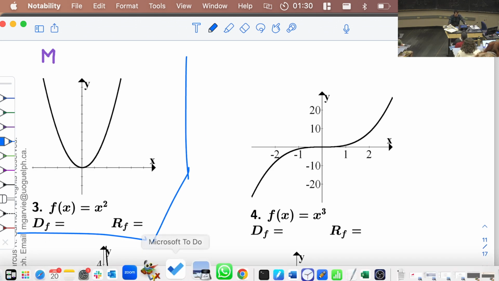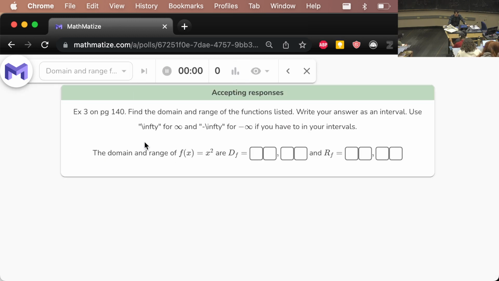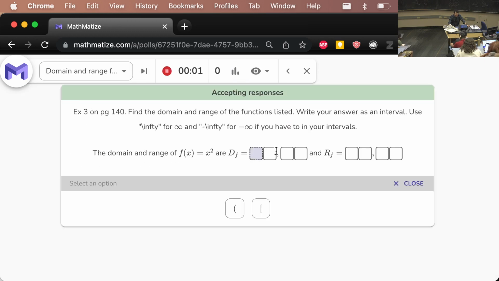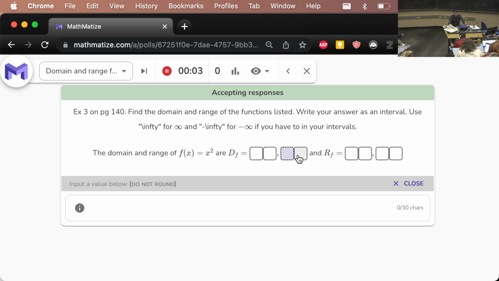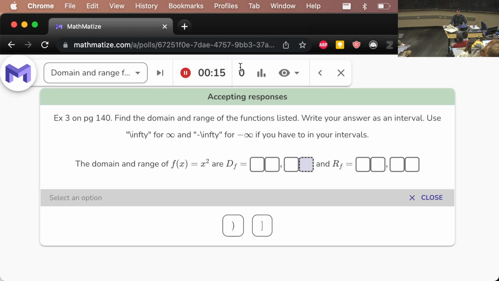And the domain and the range are both intervals, and I want you to enter them into Mathematize as intervals. So you have to enter in which bracket it is, what the first number is, what the second number is, and what the last bracket is. And you have to type in \infinity with a backslash for infinity and a -\infinity for minus infinity if you want to have infinity in your intervals. So take a stab at that. I'll give you guys 2 minutes to do that, and then we'll take it up.